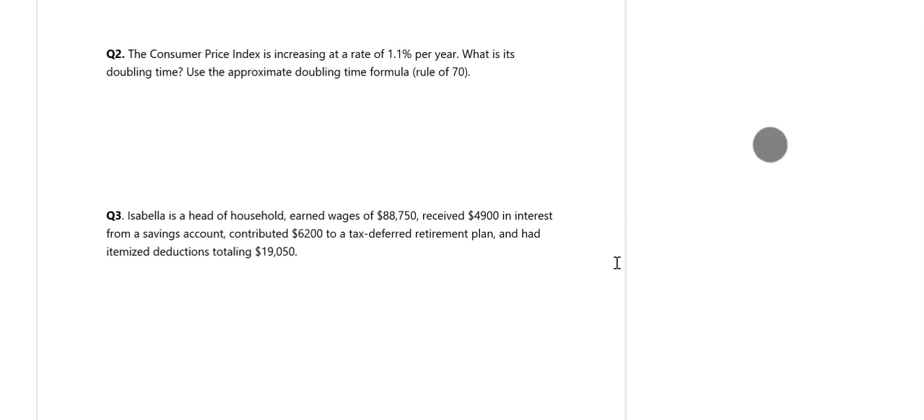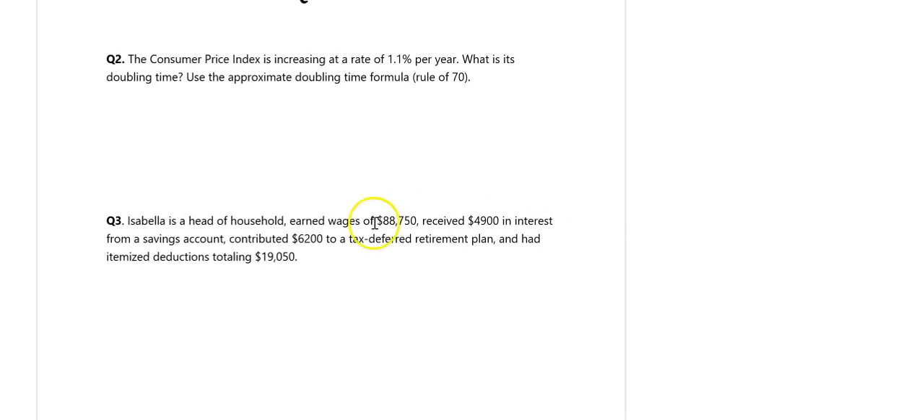All right, question number 2, which is the second question. The consumer price index is increasing at the rate of 1.1% per year. Okay, that's the rate, 1.1% per year. What is the doubling time? You're looking for doubling time, and you have to use the approximate doubling time formula. It's called the rule of 70. So here's the formula: doubling time by rule of 70, T double equals 70 divided by P.